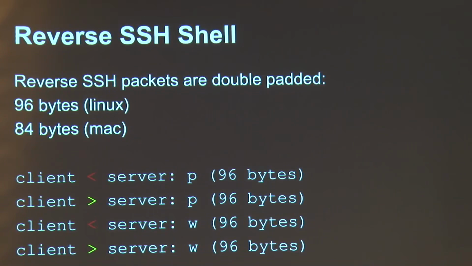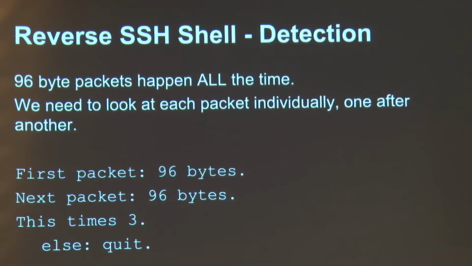But with the reverse SSH shell, and this was W's epiphany, it's double padded because it's an SSH shell over an SSH shell, right? And it's going from, instead of client to server, it's from server to client because the typing is happening on the C2 host. 96 bytes back, right? And then the client responds 96 bytes, so on and so forth. So, well, there you go. There's our detection, right? 96-byte packets. But no, that happens all the time.